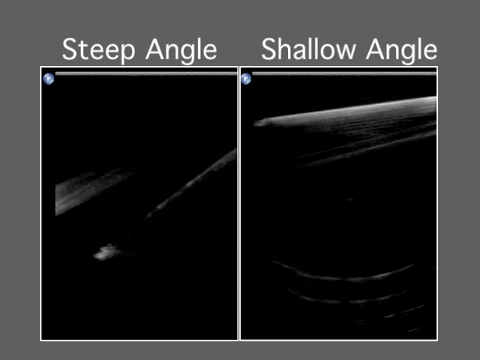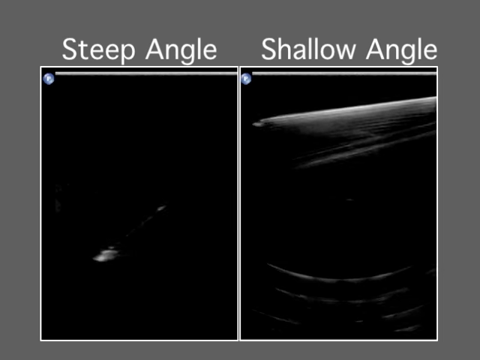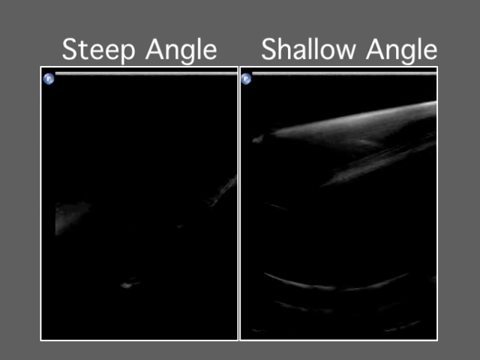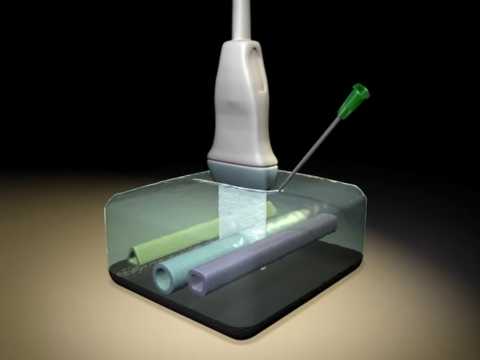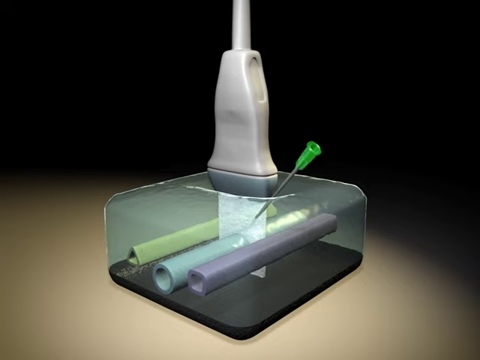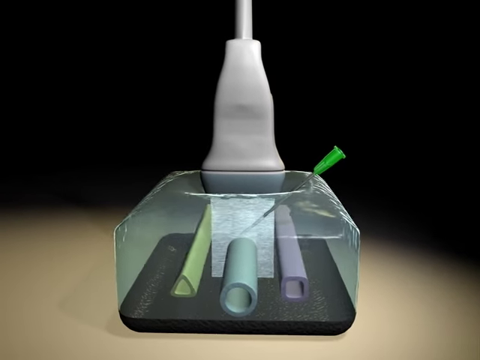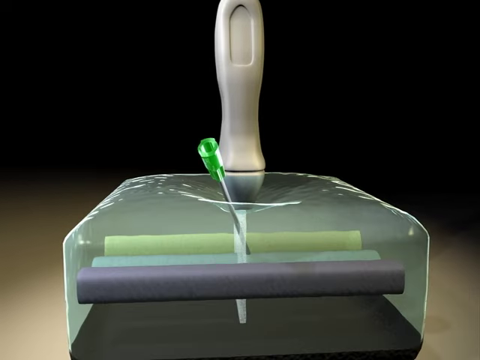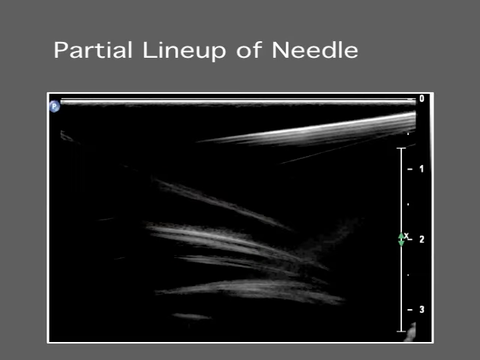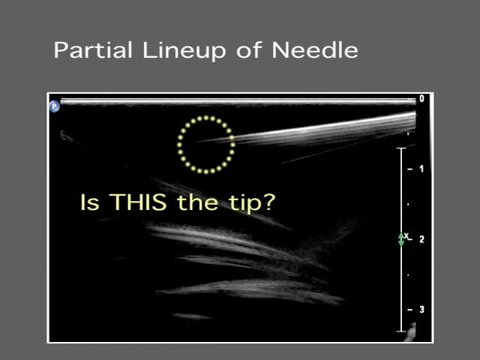The next set of problems occurs when the needle trajectory strays from the plane of imaging. If the needle crosses the plane of imaging but does not completely lie within it, only a portion of the needle will be seen. This can give a false impression of needle depth that can lead to complications.